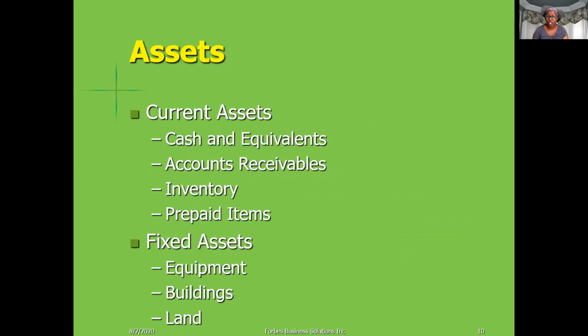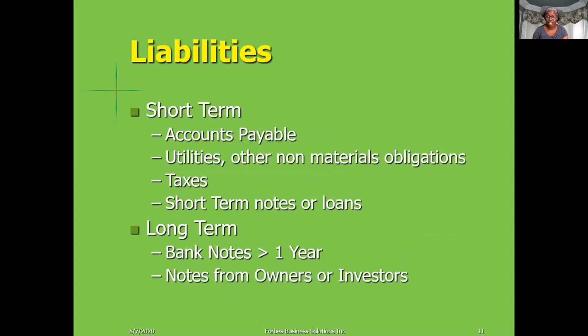So when you're setting up your chart of accounts, you have to set up accounts to record all of these items. And then your liabilities, or short-term liabilities, are accounts payable, utilities, other short-term obligations, taxes, short-term notes or loans. And then you have the long-term liabilities, which are bank notes, anything that you have to pay back over a year, and notes from owners or investors. So anybody that invests in your business, those are liabilities.